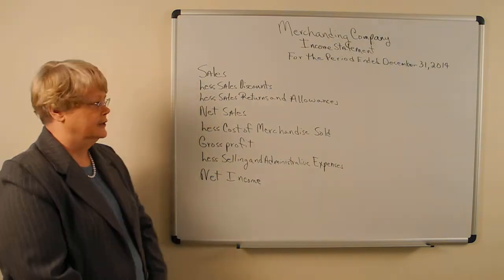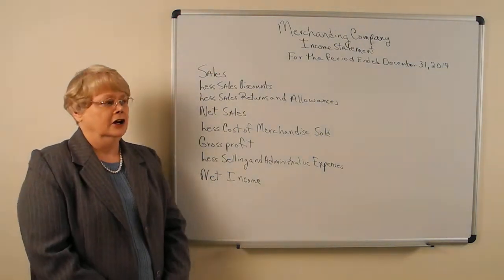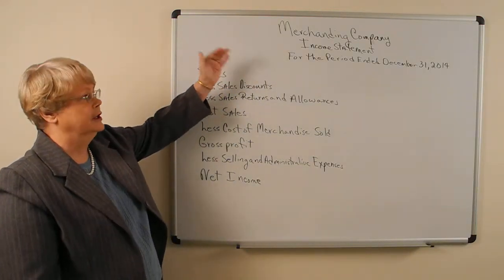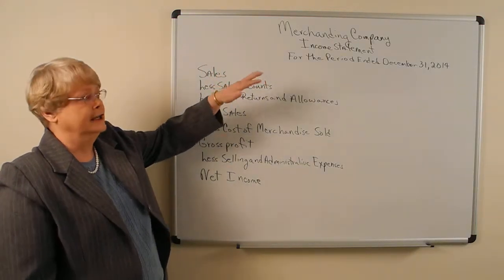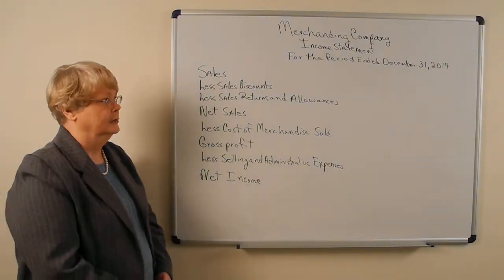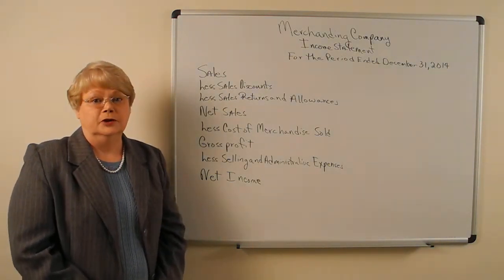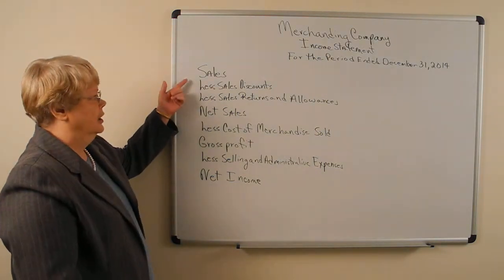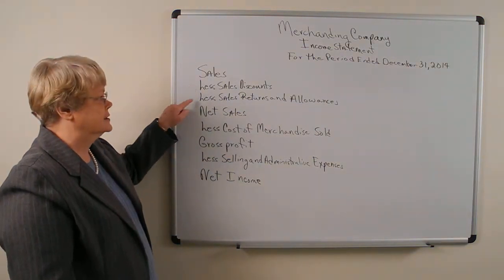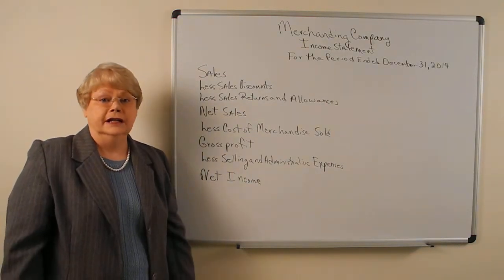What I have here is a very simplified version of a multi-step income statement. We're going to start off with the heading, the name of the company, the name of the statement, and then the date, and of course for an income statement it is for the period ended there. Then we start off with our revenue account, which normally for a merchandise business is sales. Then we subtract out those two contra sales accounts, sales discounts and sales returns and allowances, and we come up with a term that we will call net sales.